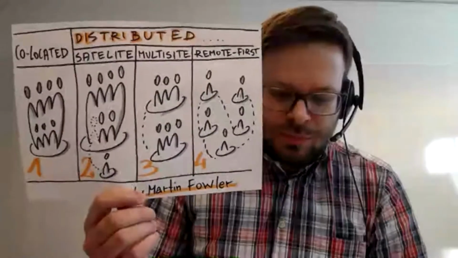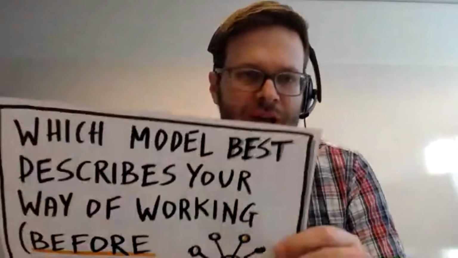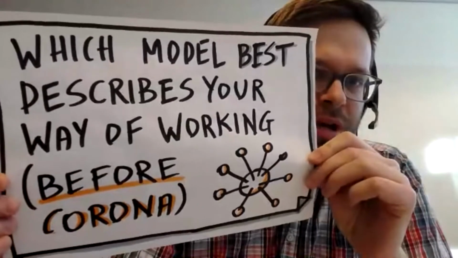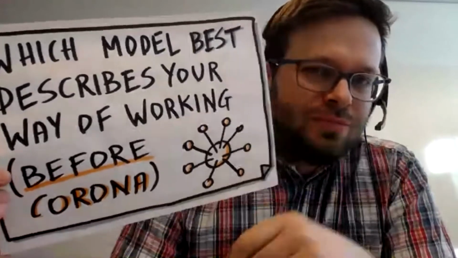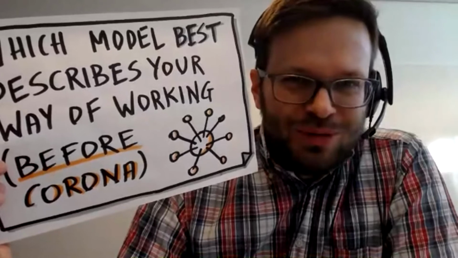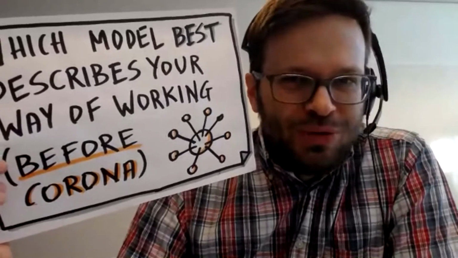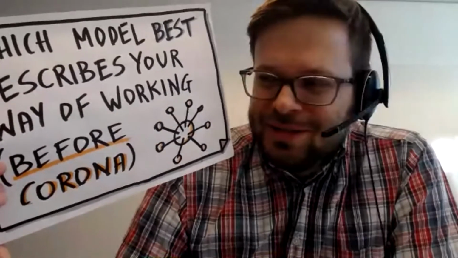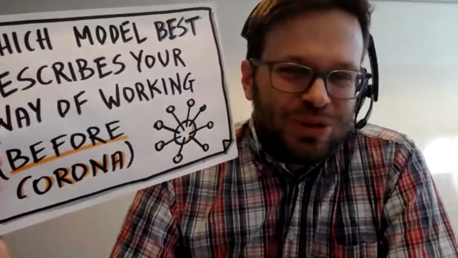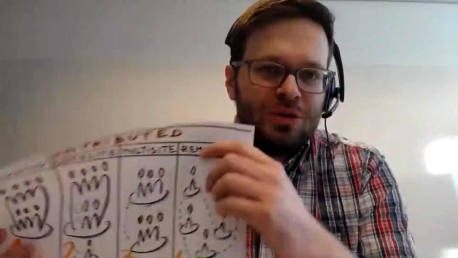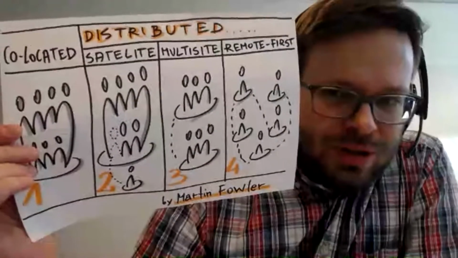And can I ask you to do one thing? So in the chat, can you say which model best describes the way you are working, or let's say the way you were working before Corona? Because I guess that for most of us right now, remote first is the way to work. Everyone is working from home. So before Corona, what was your way of working? And just enter the number 1, 2, 3, or 4 into the chat. So those were the models.